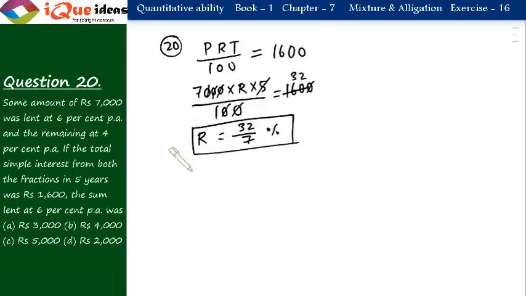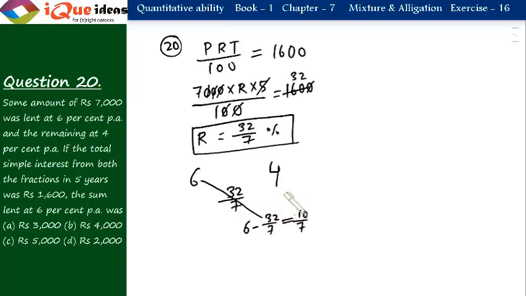Okay, now we had the initial amounts to be invested. The first one was invested at 6% and the second at 4%, and the overall average percentage that we have calculated is 32 by 7. So the difference of these two will come here. It is 6 minus 32 by 7, because 6 is bigger than 32 by 7. So it is equal to 42 minus 32, that is 10 by 7.